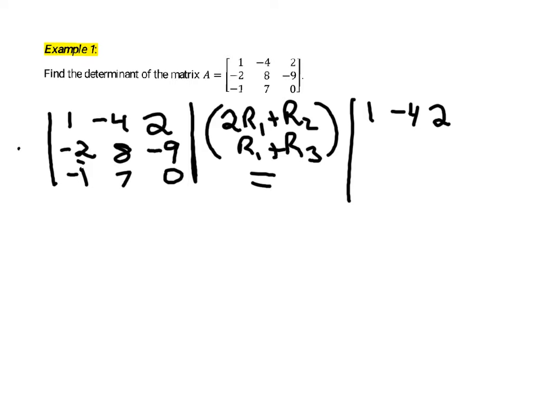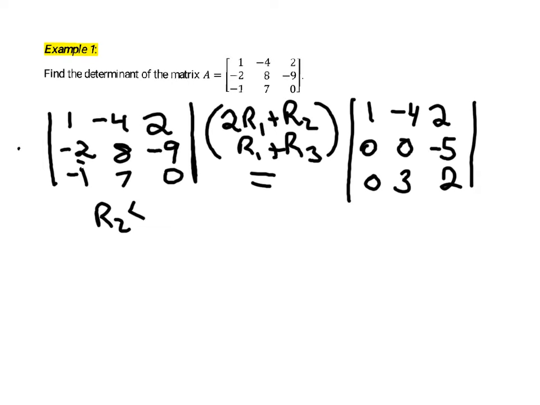So adding 2 times row 1, I get 0. From adding -8, I get another 0. Adding 4, so I get -5. And then row 1 plus row 3, so that's 0, 3, 2. Okay, so what I notice now is if I just swap row 2 and row 3, I'm going to have a diagonal matrix. So I'm going to swap row 2 and row 3.